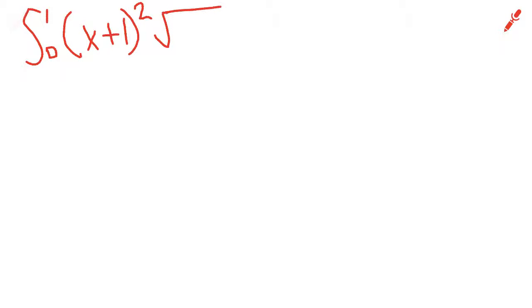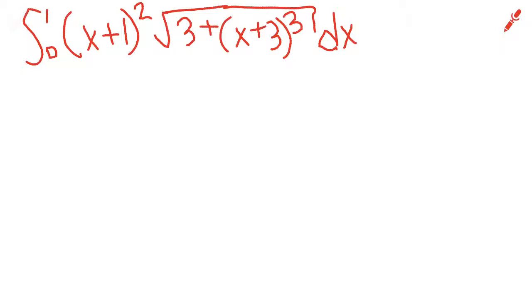My name is Professor Ramiro Santana, and today we are going to do a problem about integrals using the U-substitution and also calculating within a range from 0 to 1. So we're given this integral from 0 to 1, x plus 1 squared times the square root of 3 plus x plus 3 cubed of that in square root times dx. Don't forget about the dx.